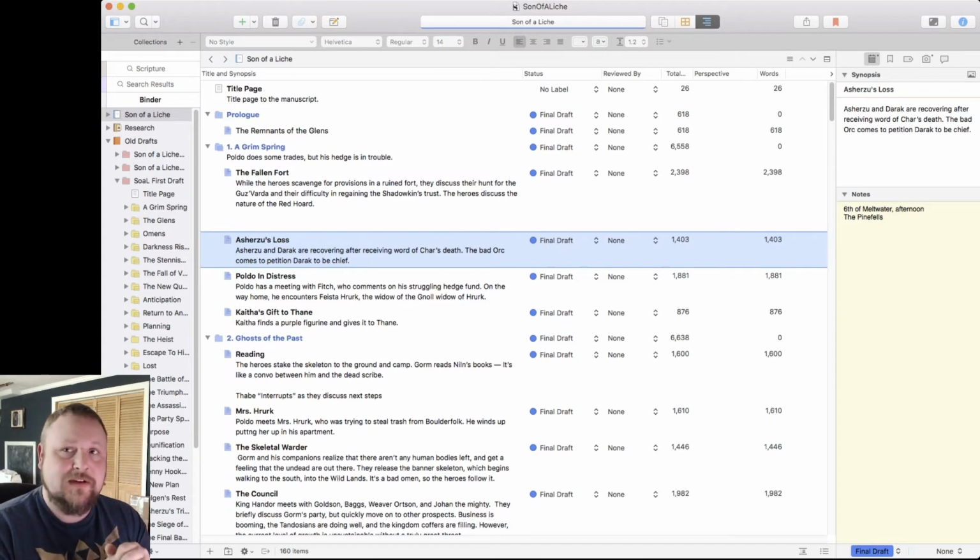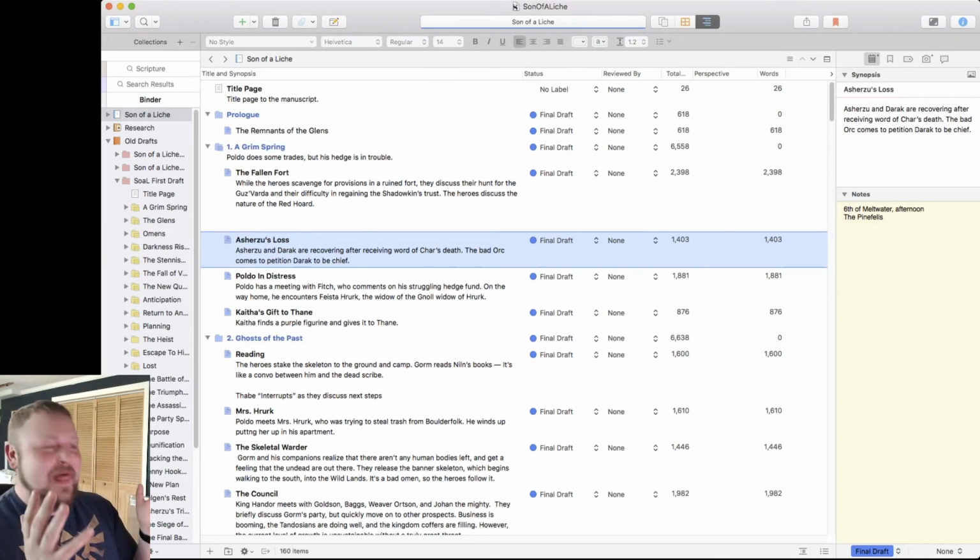Some of the descriptions were just too vague, like the orc bad guy, or Poldo meets Mrs. Herc while trying to steal trash from Boulder folk. He winds up putting her up in his apartment. There's clearly a lot of action that happens between those two sentences. It is clearly not there. So, like, that is the core problem.